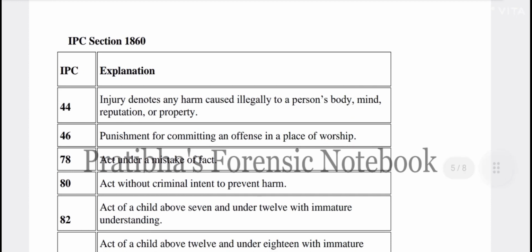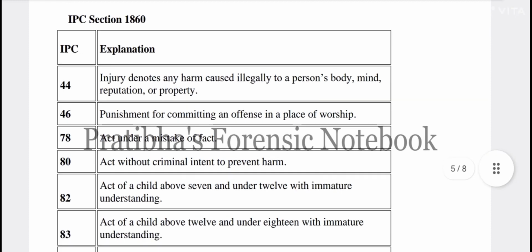Now we come to the sections of important laws. Here I have made a table of the IPC sections and their explanations, so we'll quickly review these. IPC means Indian Penal Code, 1860. The first section written here is 44, related to injury. You can remember the important word for every IPC section, like 44 is used for injury. Then 46 is punishment for committing an offense in a place of worship.